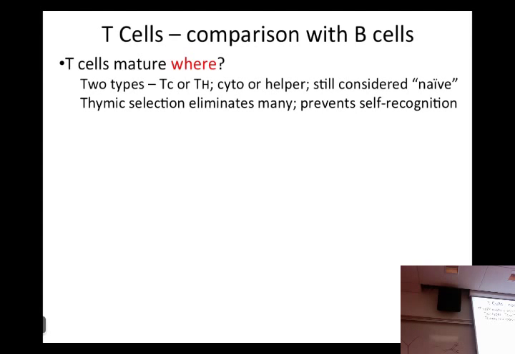But let's compare T cells and B cells, generally speaking. Where do B cells mature? Bone marrow. Where do T cells mature? In the thymus. Now, T cells come in two flavors, T cytotoxic or T helper. Both of these, TC or TH, are considered naive or immature at first. They have not yet been activated.